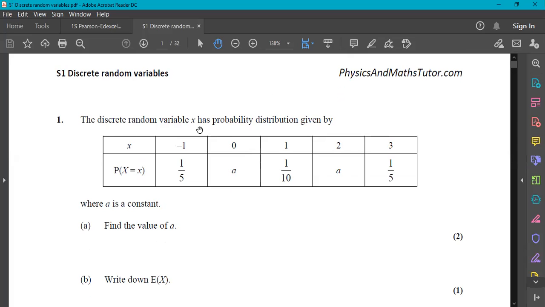Now, the discrete random variable x has probability distribution given by this. Those are the x's: minus 1, 0, 1, 2, 3. And the probability of the negative one is 1 over 5, and A, and A, and A. Now, find the value for it.